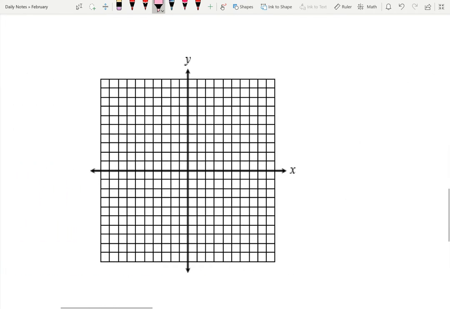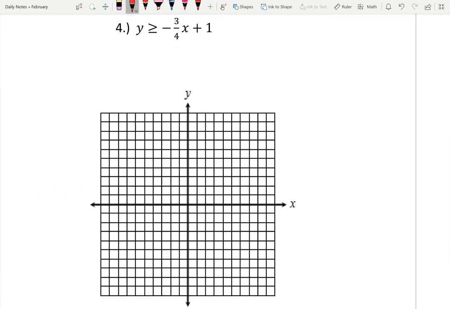All right, keep it going here. Number 4, same setup, right? The +1 is our y-intercept. So we're going to start at +1 on the y-axis, and then we have a slope -3/4.